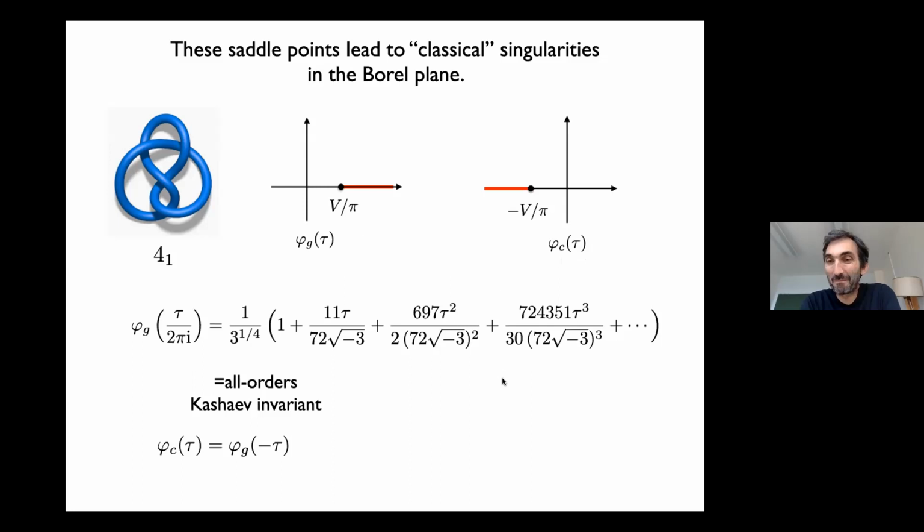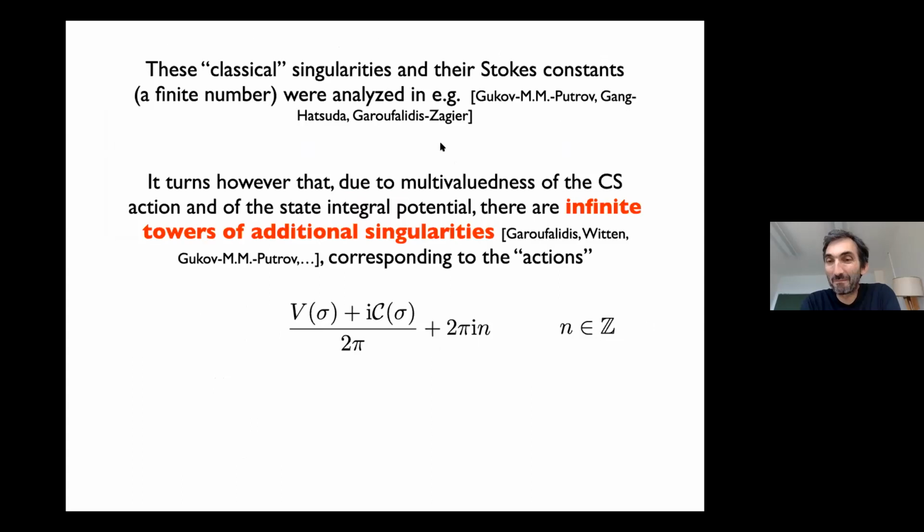Okay, so this is in a sense a very standard situation in resurgence for finite dimensional integrals, and as I mentioned here, this can be analyzed in some detail. The Stokes constants can be computed. There are essentially just two Stokes constants here for these classical singularities. But in Chern-Simons theory, and in these state integrals, we have an additional complexity, which is very typical of these examples, which is the fact that there is a multivaluedness story here. And this is because the Chern-Simons action is only defined up to 2 pi i times n. And this is reflected in the state integral in the fact that the function that appears in the potential is not a holomorphic function in the complex plane, but is a dilogarithm. And this also has multivaluedness properties.